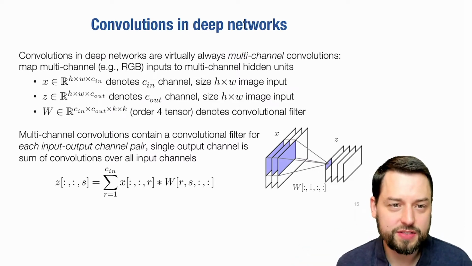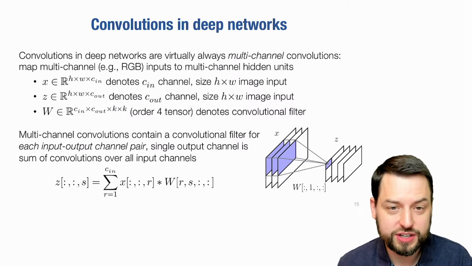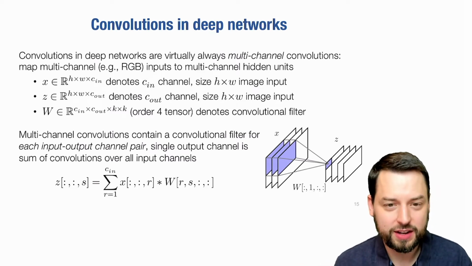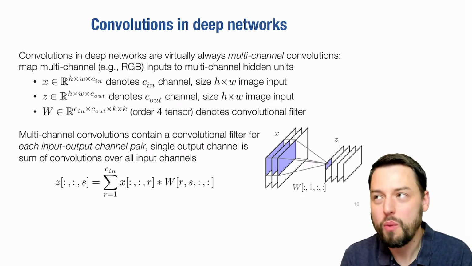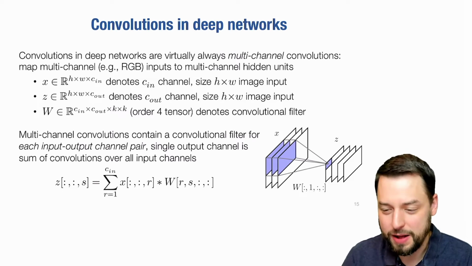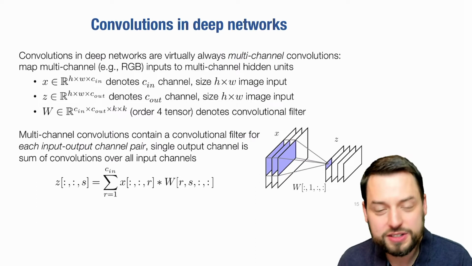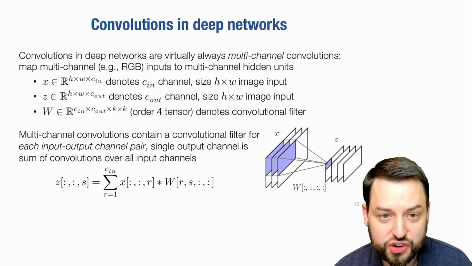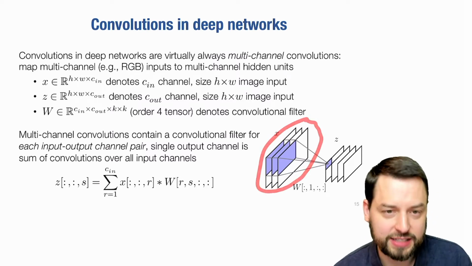In practice, there are very rarely any operations in deep learning that apply to 1D inputs and 1D outputs. In deep networks, we typically want to have multiple different dimensions of the hidden layers. The way we accomplish this is with what are called multiple channels. It's natural to think of the input X as having multiple channels.